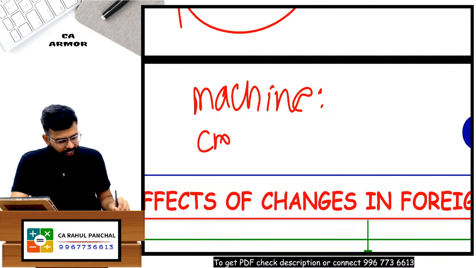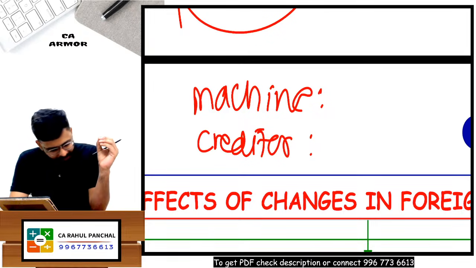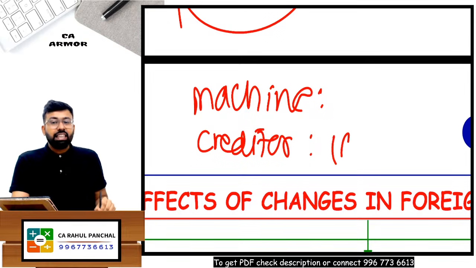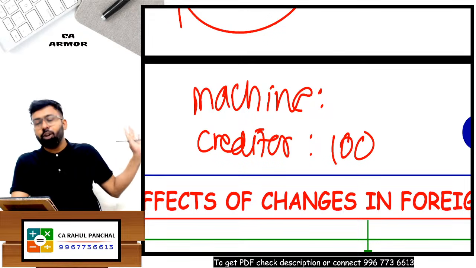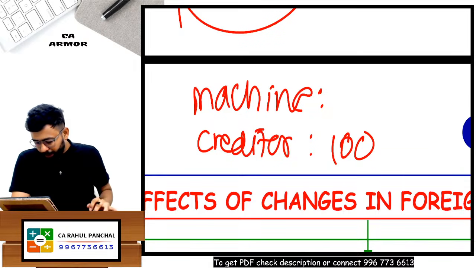But if I say creditor, is it a monetary item or non-monetary item? I hope you understand. When I say creditors, it is a monetary item, because if it is written as 100, you will have to pay 100 rupees. It is a monetary item. So I hope that was very much clear.